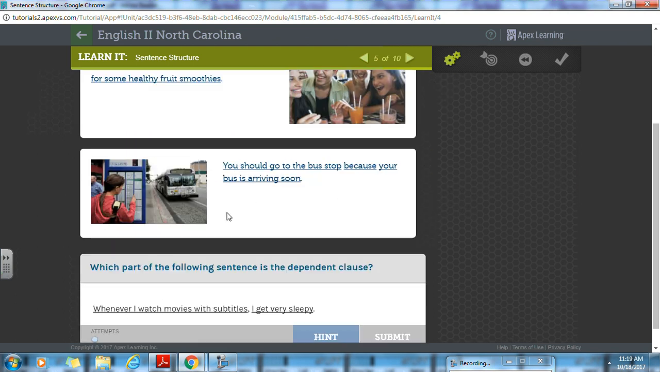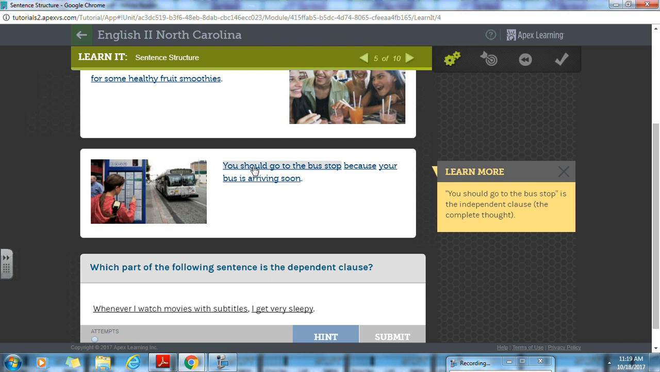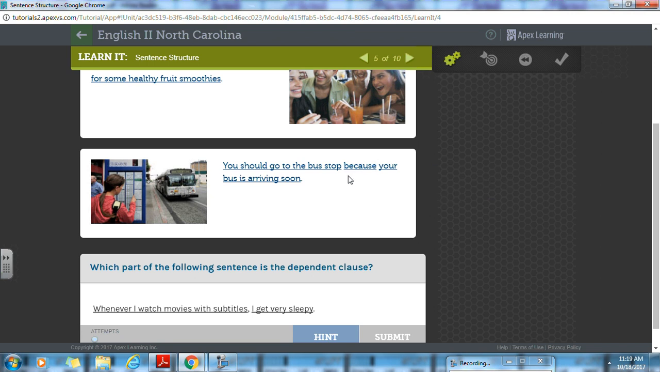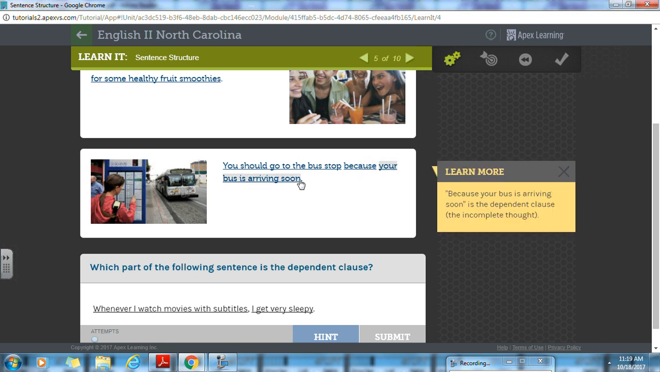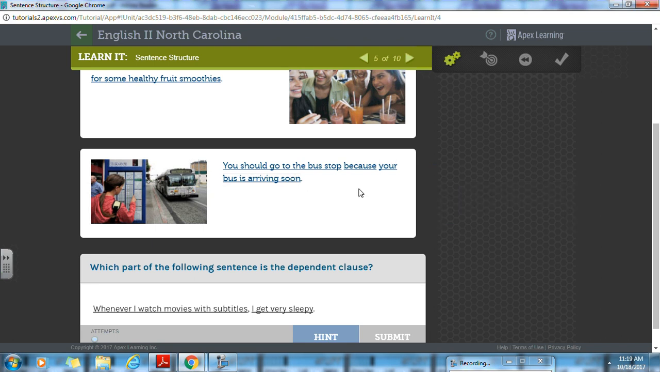Let's look at the second sample. You should go to the bus stop. That sounds like a complete thought. You is my subject, should go is my verb, should go to the bus stop is my predicate. Because your bus is arriving soon. This is my incomplete thought. Because if I were to say, because your bus is arriving soon, it sounds like it needs more information.